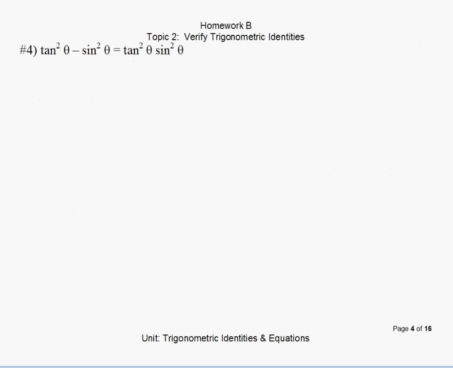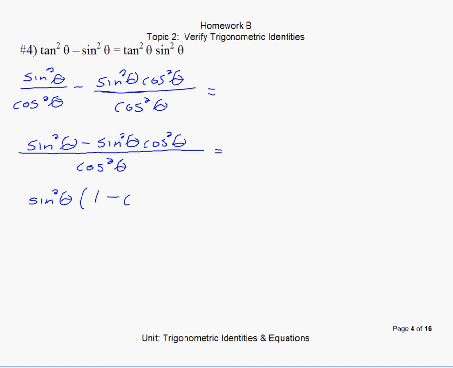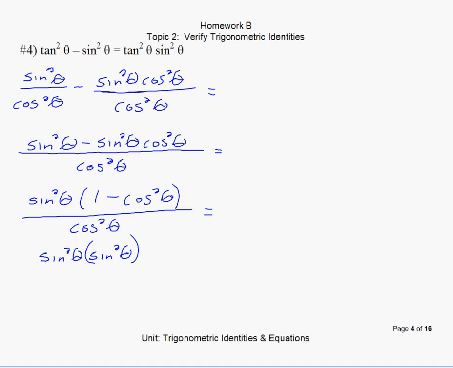Number 4, this left side here I would change to fractions. Tangent is sine over cosine. Sine as a fraction would be sine squared over 1. And then if you want to get common denominators, you're going to have to multiply the top and bottom of sine squared by cosine squared. So it's the same denominator as the first fraction. Then you can subtract the numerators. There's no like terms up there. If you then factor sine squared out of the numerator, you get the following. Notice that 1 minus cosine squared of theta is sine squared of theta.